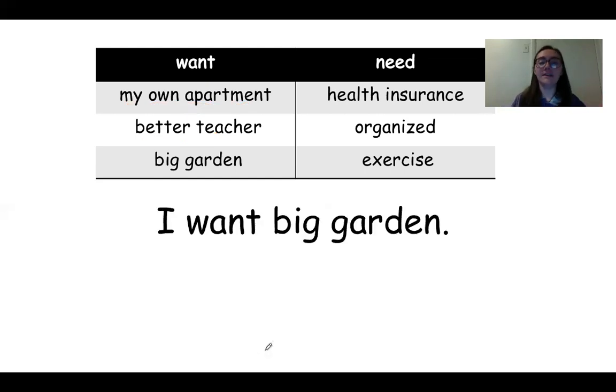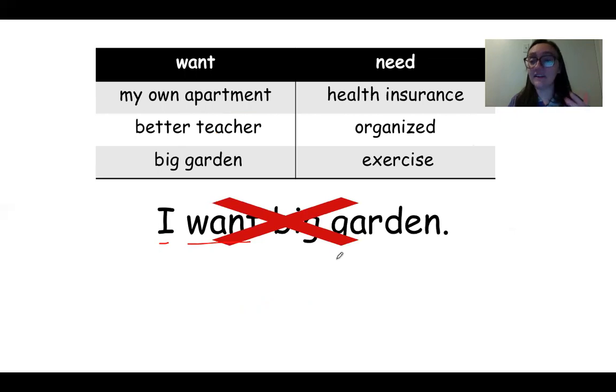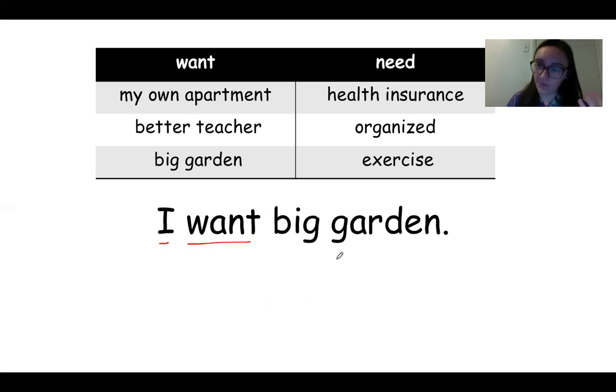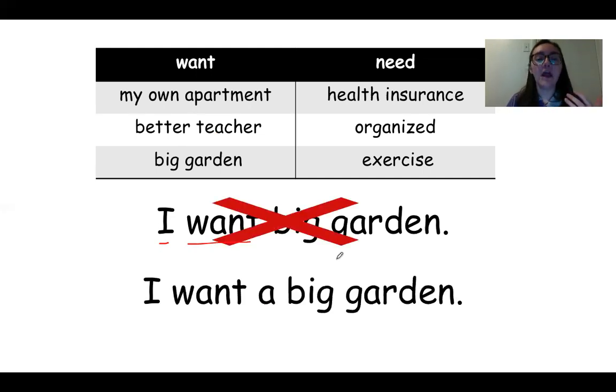Now, the next one, I want big garden. Again, for this sentence, I just took the word that I wrote down. I want, simple present tense, that's correct. Big garden, I want big garden. This is not technically correct. Although if you said I want big garden, people would understand what you mean. I would need to use I want a big garden.